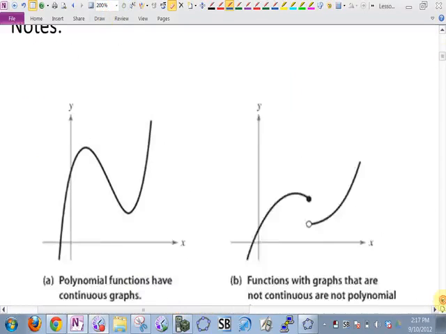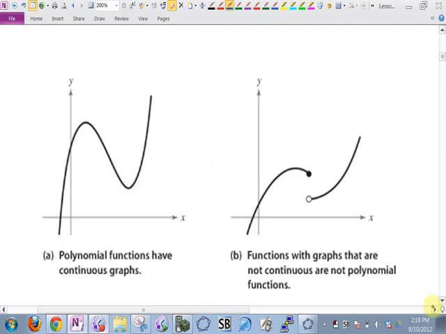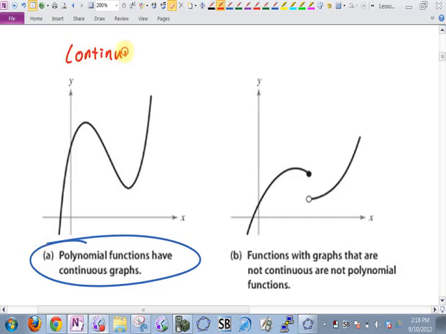So what is true about all polynomial functions? Well, all polynomial functions have what we call a continuous graph. Okay? What does this concept of continuity mean? What does it mean for a graph to be continuous versus not?